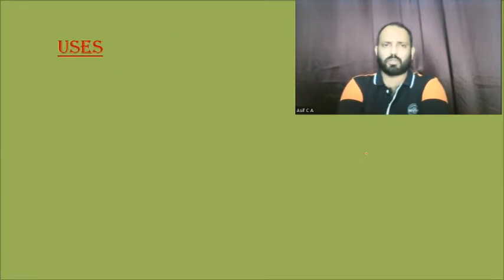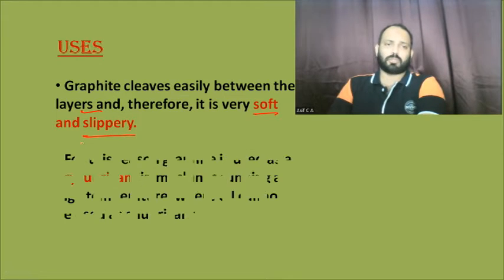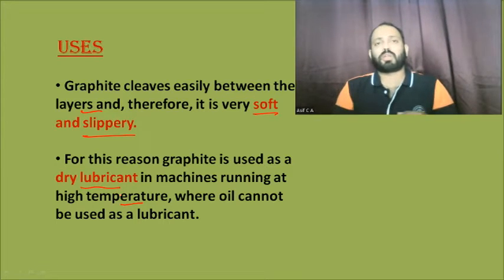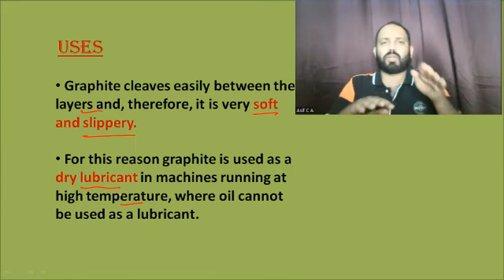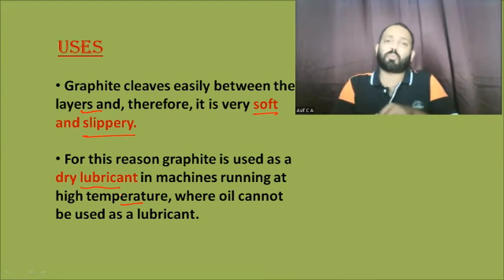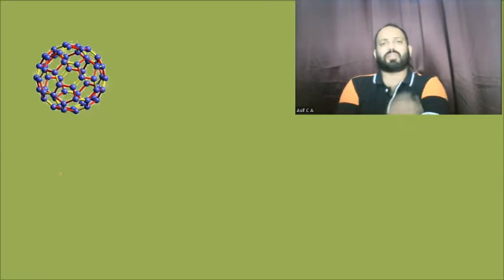Now we'll see the uses of graphite. Graphite cleaves easily between the layers, so it is very soft and slippery in nature. For this reason, graphite is used as a dry lubricant in machines running at very high temperature where we cannot use oil. In places where oil cannot be used, we use graphite as a dry lubricant. Why? Because it is soft and slippery, and layer to layer movement is possible in graphite. That is why we are using it as a dry lubricant. Very important.